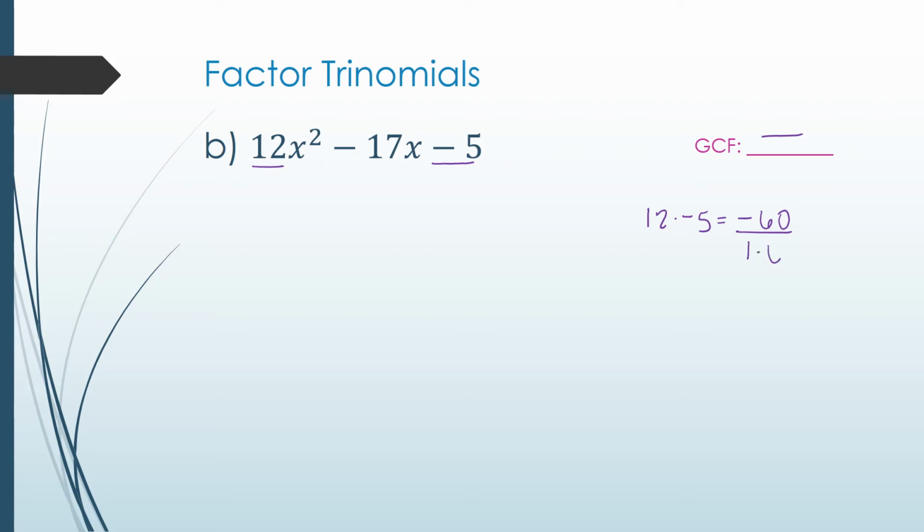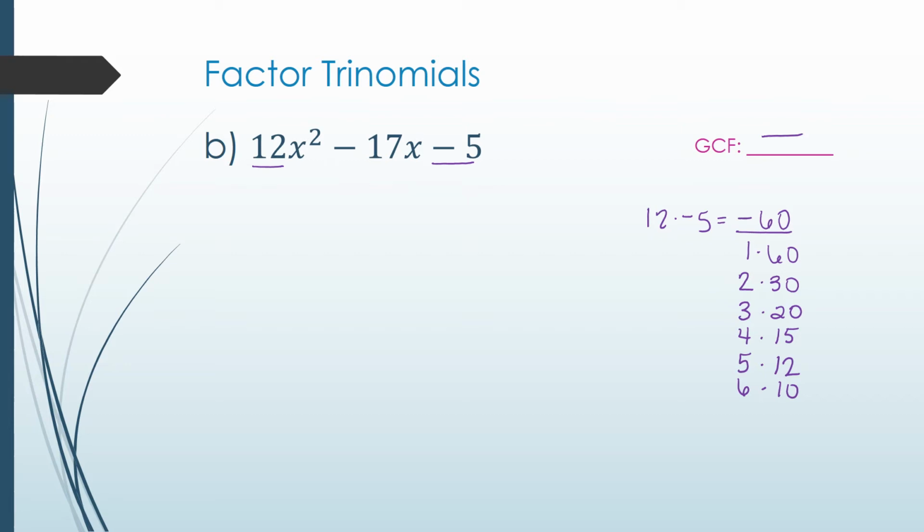1 times 60, 2 times 30, 3 times 20, 4 times 15, 5 times 12, 6 times 10, 7 doesn't work, 8 doesn't work, 9 doesn't work, and we already have 10. So our list is complete.